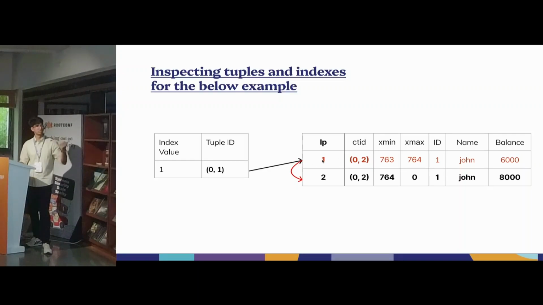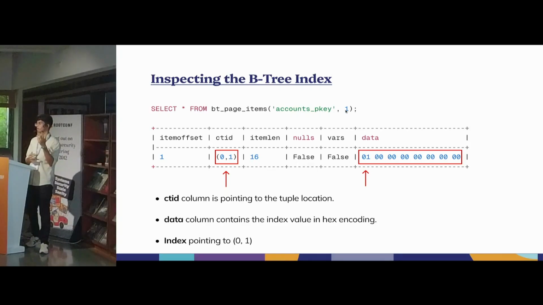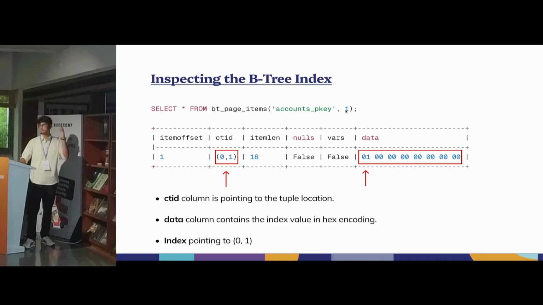The index is pointing to tuple 1 at line pointer 1, and then line pointer 1 is redirecting to line pointer 2, right? Now we're going to look at the index first, and the function I'm using is bt_page_items. This basically says get me the B-tree from this page, and my index is called accounts_pkey because it's a primary key. That's why the name has pkey. And I'm looking at page 1. I said pages start from 0, but in the case of indexes, the 0th page is reserved for metadata. So the B-tree index will actually start from page 1.